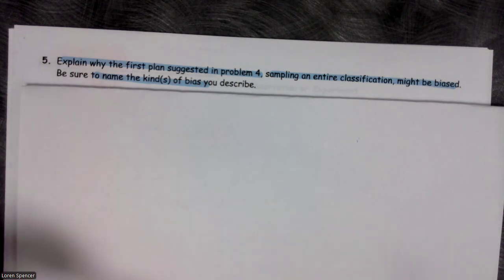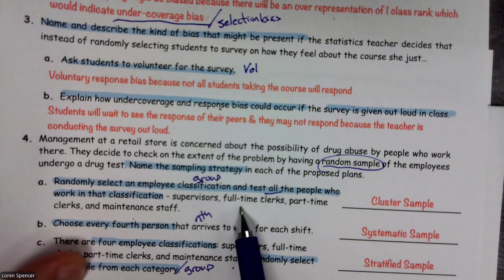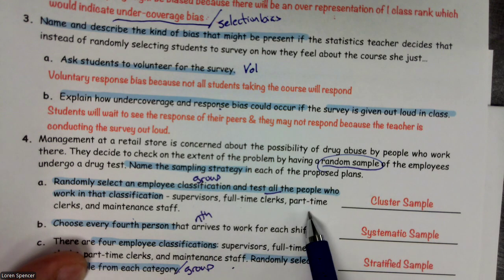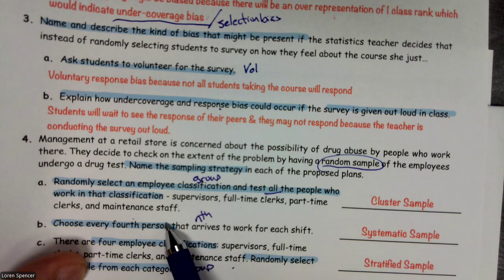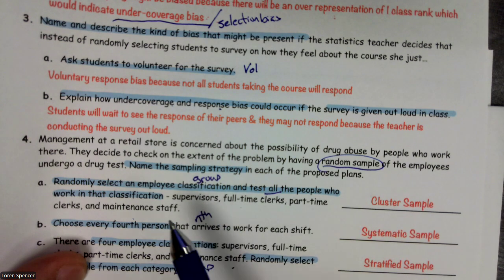Matter of fact, we know it didn't include all the groups because it said we have a group of supervisors, full-time clerks, part-time clerks, and maintenance staff. Maybe we're surveying the supervisors. Maybe we're surveying the part-time clerks. Maybe we're surveying the maintenance staff. But it's possible that each one of those groups has different opinions. So we really don't know that it's representative.